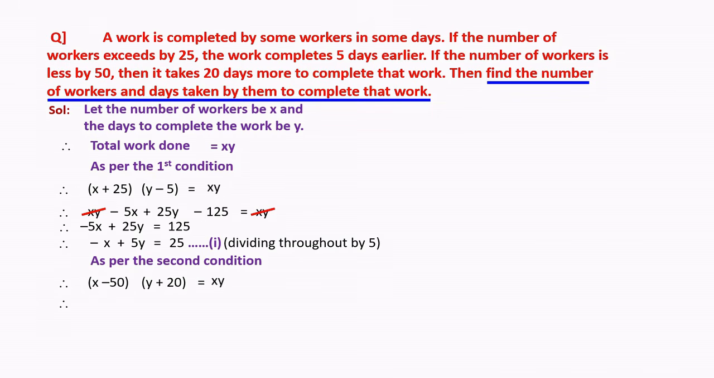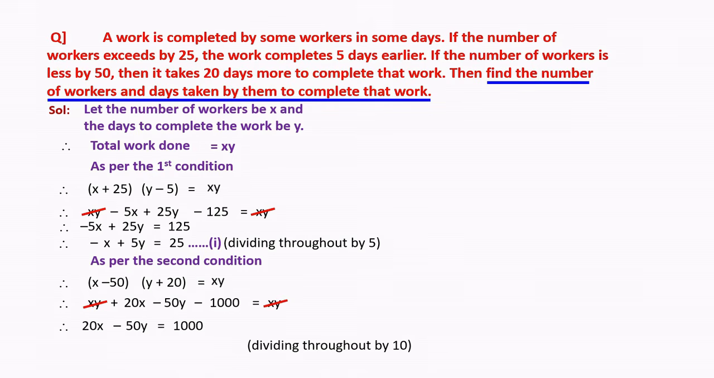Expanding, XY plus 20X minus 50Y minus 1000 equals XY. Cancelling XY, we get 20X minus 50Y equals 1000. Dividing throughout by 10, we get 2X minus 5Y equals 100. This is equation 2. Now, here we see that Y has the same coefficient with different signs.